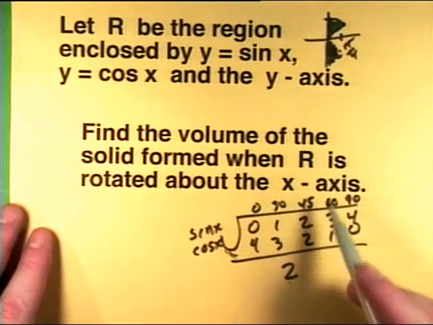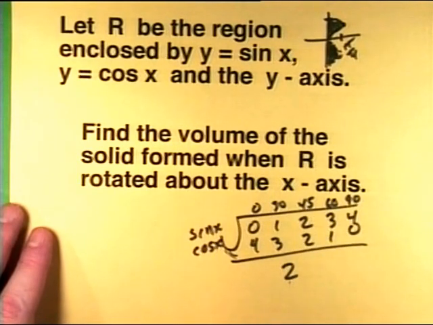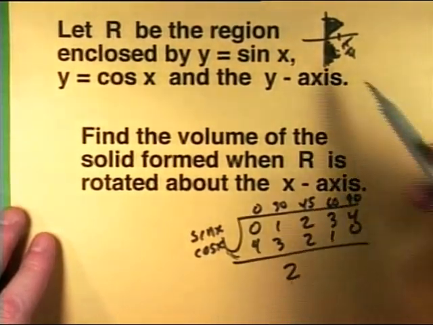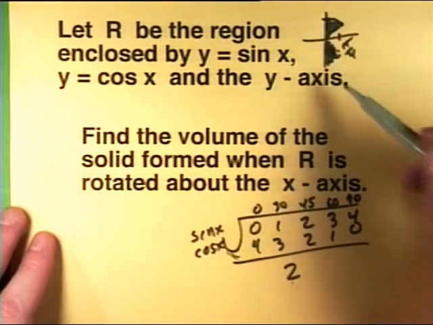Yes. So what's the sine of 45 degrees or pi over 4? That's the square root of 2 over 2. What's the cosine of 45 degrees? The square root of 2 over 2. So that is why that's when the sine is equal to cosine.